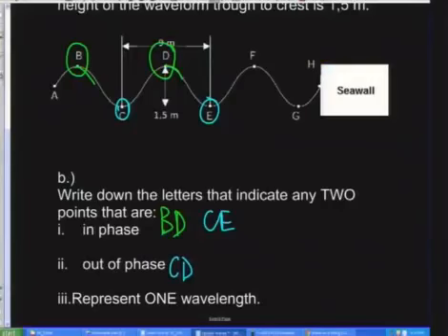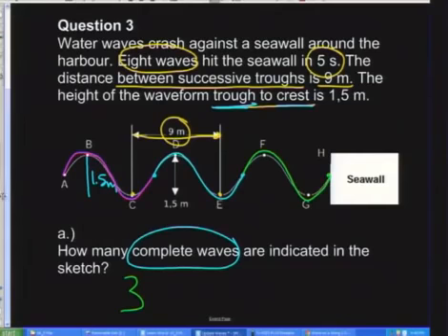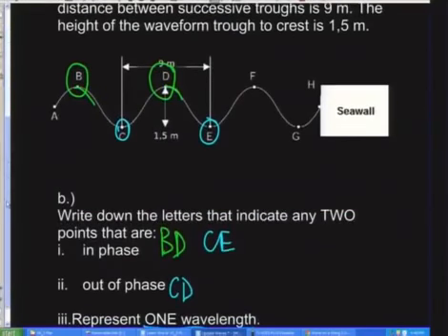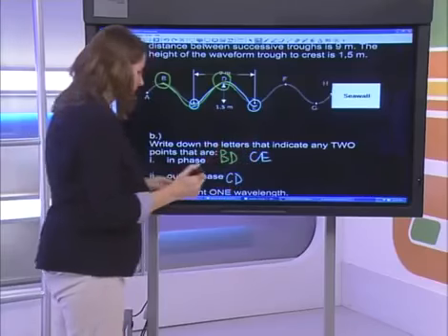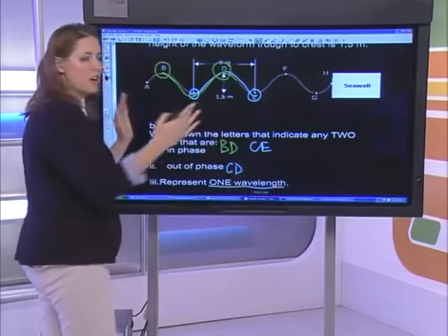Write down the letters that indicate the points that are able to represent 1 wavelength. Now, for that, I'm going to go back to my previous diagram because I drew over this quite a lot. Let's go back to the diagram we're using here. Notice that from C to E would be 1 whole wave. Another one, B all the way up to D, would be 1 complete wave. So we've got quite a number here that could represent the length of 1 wave.